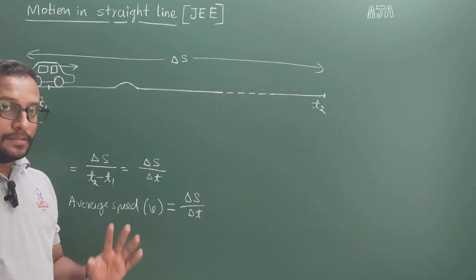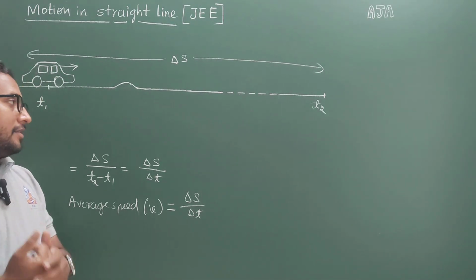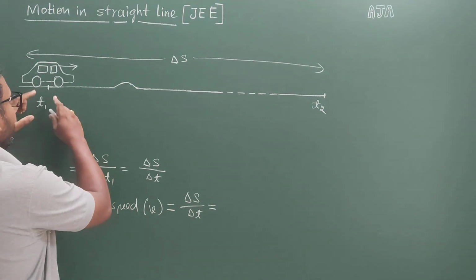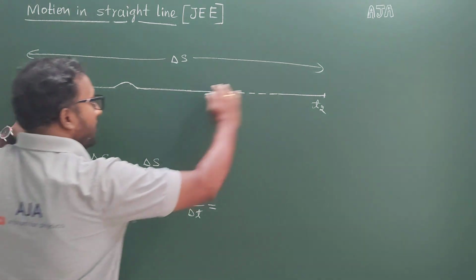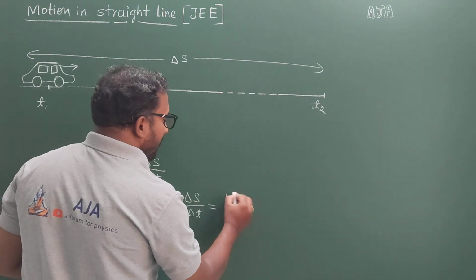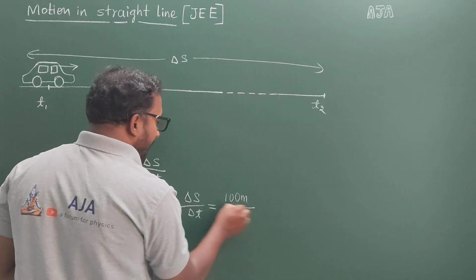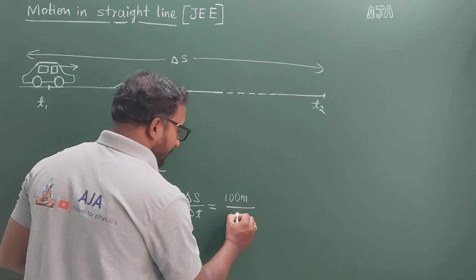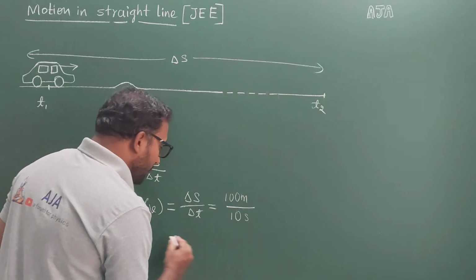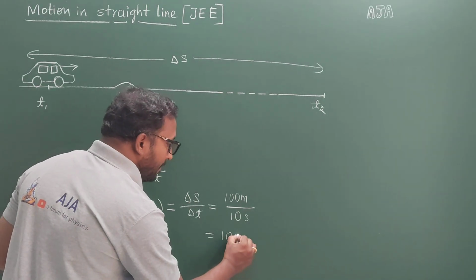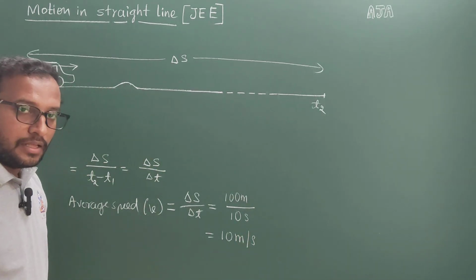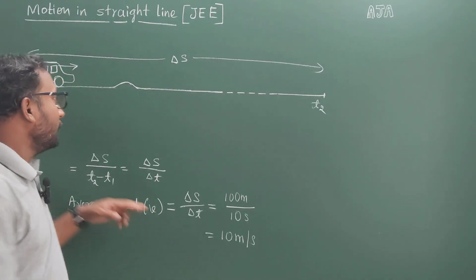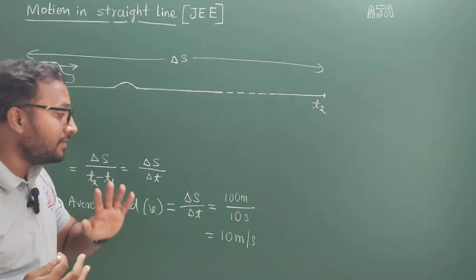Now along with this average speed, there is one more we need to understand. Say for example the total distance traveled by the car from here to there is 100 meters, and the time taken by the car to reach from here to there is 10 seconds, for example. So how much is the speed going to be? Speed is going to be 10 meters per second. It does not mean the car has always traveled with 10 meters per second speed throughout its journey. Okay, this is just the average speed.